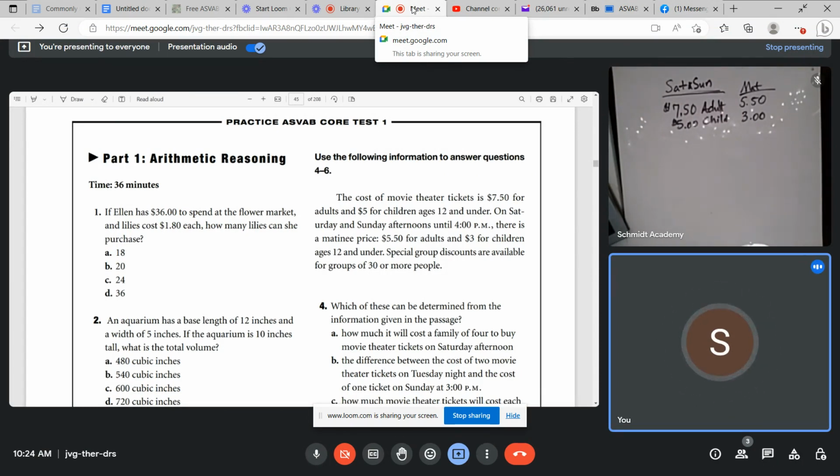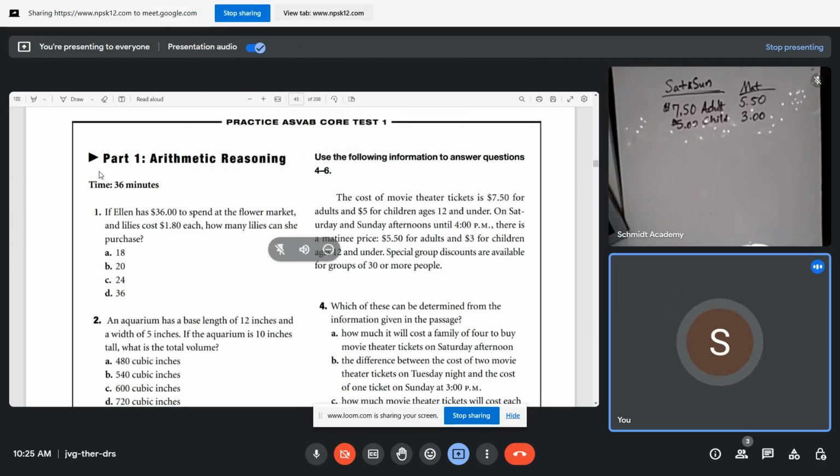Yeah, we can. Can we tell the difference between the cost of 2 movie theater tickets on a Tuesday night and the cost of 1 ticket on a Sunday? No, it didn't give us any information. Oh, I read it wrong. Sorry about that. The cost of a movie theater ticket is $7.50 for adults and $5 for children ages 12 and under. That's the normal price. I wrote that down wrong.